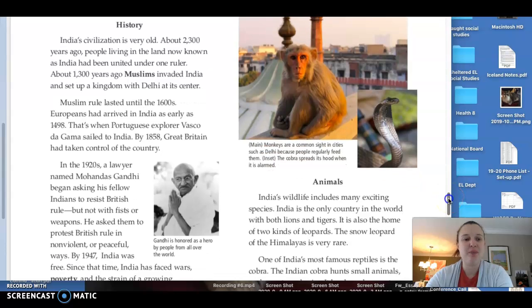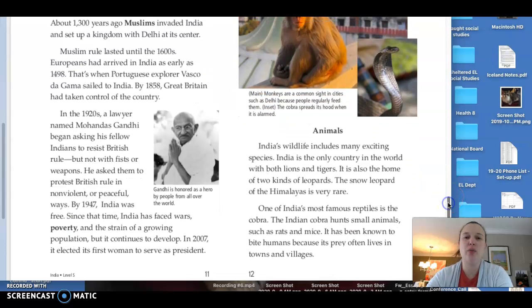Let's continue reading, and let's learn how the British people got kicked out of India and how India got independent from the British people. In the 1920s, a lawyer named Mohandas Gandhi began asking his fellow Indians to resist British rule, but not with fists or weapons. He asked them to protest British rule in a non-violent or peaceful way. By 1947, India was free.